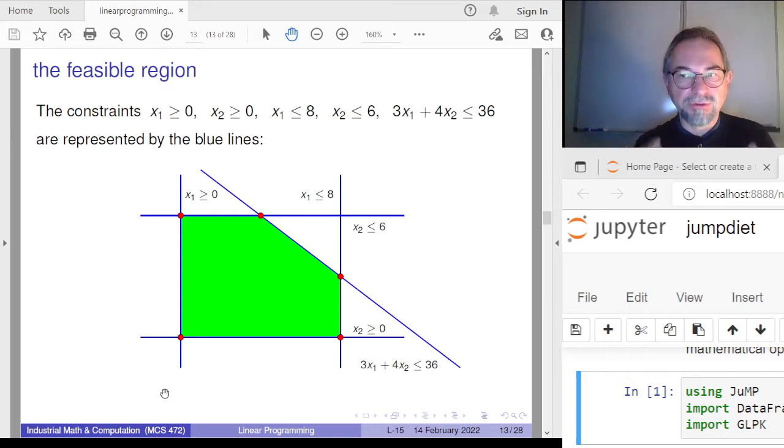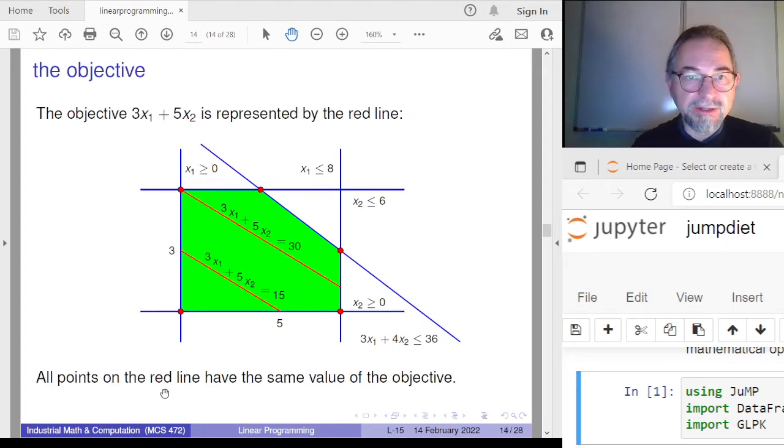We are in the green zone. We have what we call a well-posed problem. So we have a bounded polygon and we have a feasible problem. So our problem is well-posed and it is feasible. Okay, so that's one part of the data.